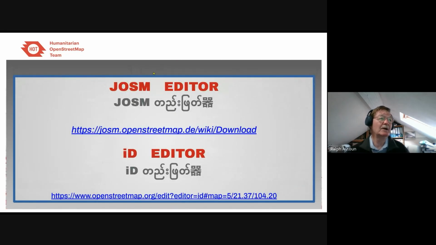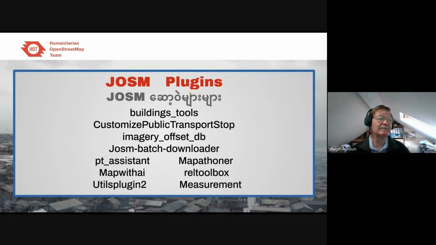Right. The JOSM editor and the ID editor are also the two tools that you will be needing to understand and know. Definitely the JOSM editor is your best friend when it comes to validation. There are various plugins for the JOSM validator. I will go through some of these as we move forward.